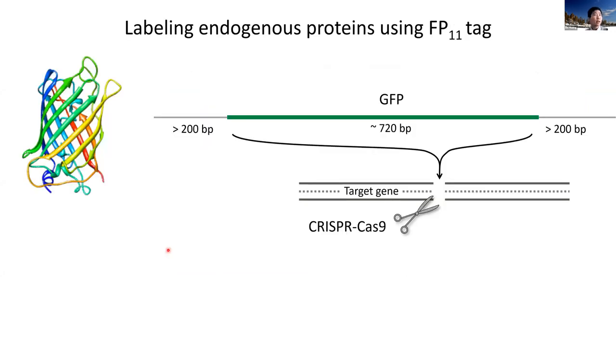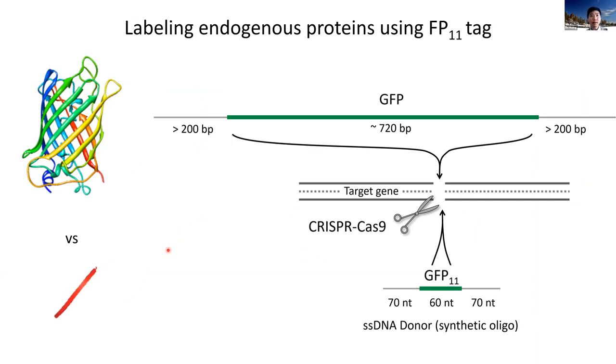As compared to the case of knocking in full-length GFP, GFP11 is only 16 amino acids. With a linker and a short homologous arm that's enabled by this small donor, we can encode everything in a 200 nucleotide oligo that we can directly buy from a nucleic acid synthesis company like IDT. That makes the whole process extremely efficient. You don't need multiple steps of cloning to generate that donor DNA.